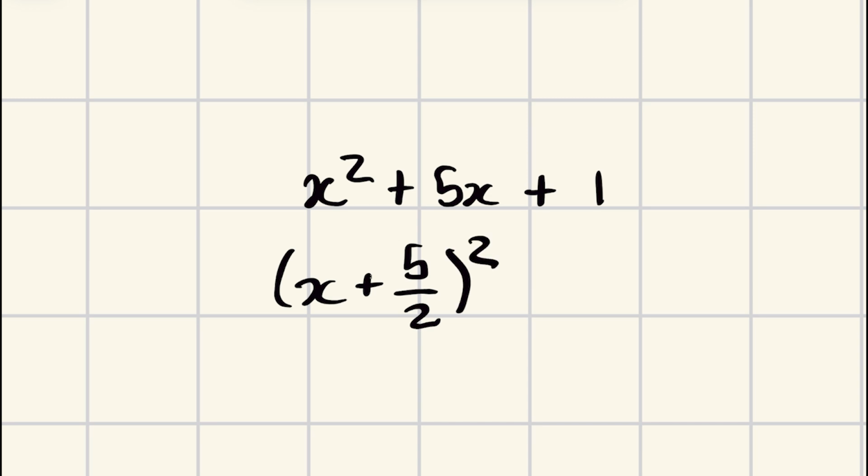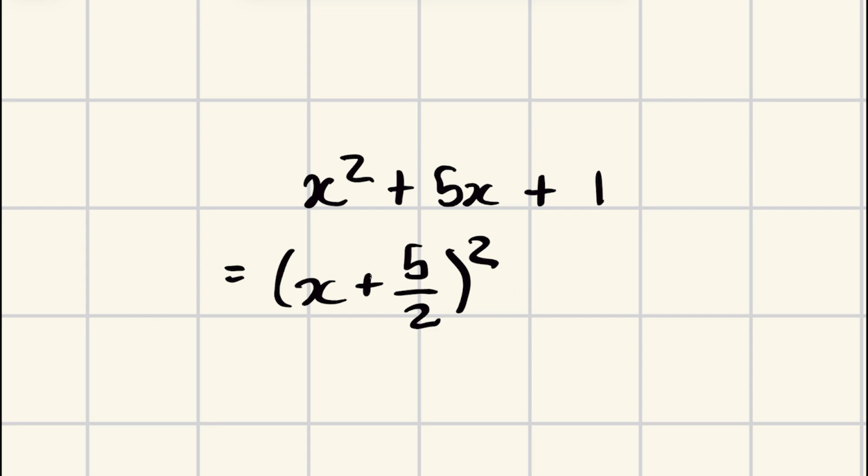Right? Now, again, we can't just say this top line is equal to the bottom line. We have to add or subtract something here to make it so the top and bottom line equal each other. So when we expand this out, we get an x squared, we get a 5x, and then we also get this term squared. So it's going to be 25 on 4. So how do we get from 25 on 4 to plus 1?